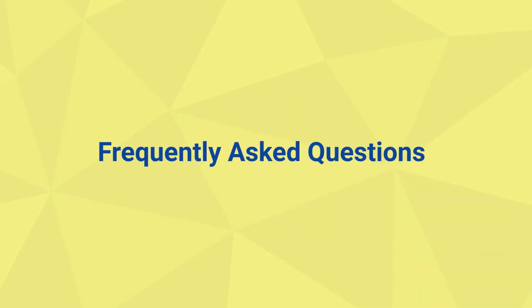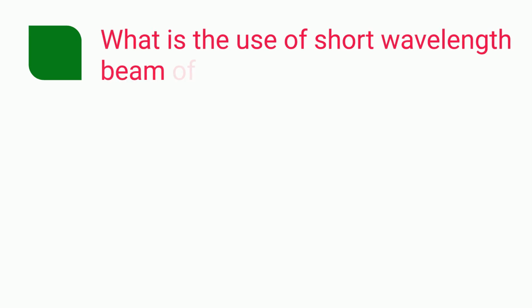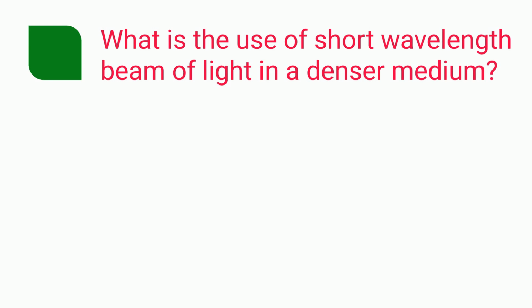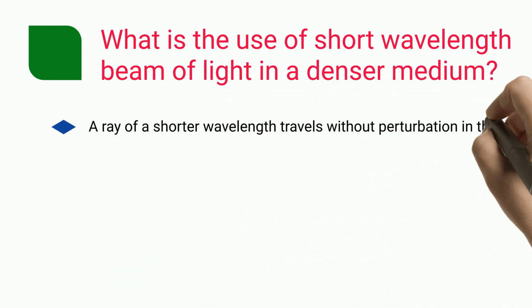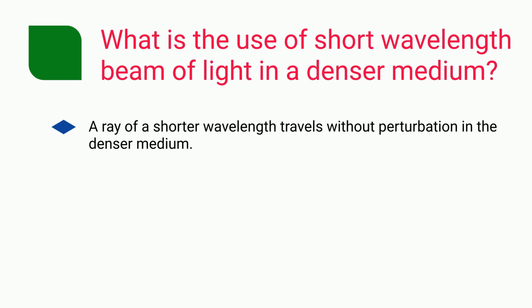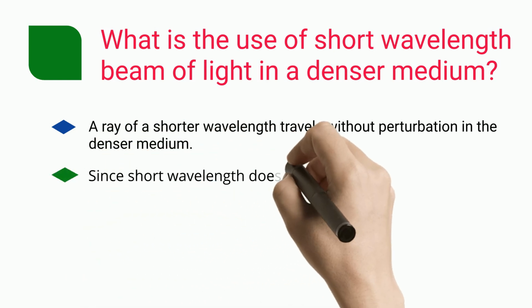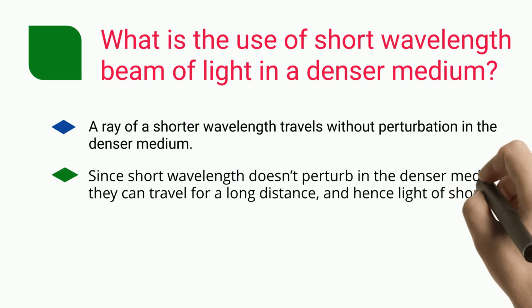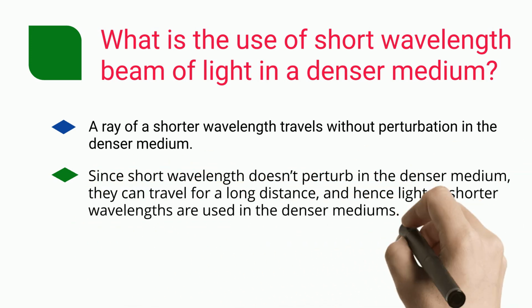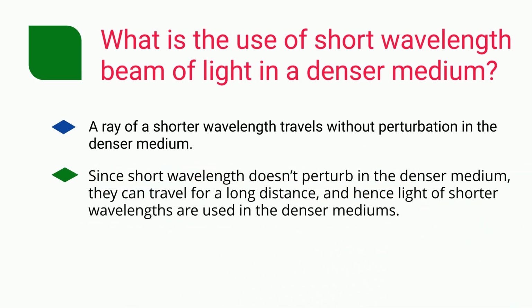Frequently asked questions. What is the use of short wavelength beam of light in a denser medium? A ray of a shorter wavelength travels without perturbation in the denser medium. Since short wavelength doesn't perturb in the denser medium, they can travel for a long distance, and hence light of shorter wavelengths are used in the denser mediums.